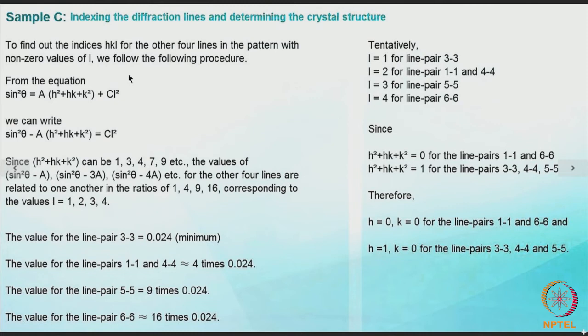So, if we subtract the values of a into 1, a into 3, a into 4, a into 7, a into 9, etc., then these values for the other 4 lines should be related to one another in the ratio of 1, 4, 9, 16, etc., corresponding to the values of L is equal to 1, 2, 3, 4.